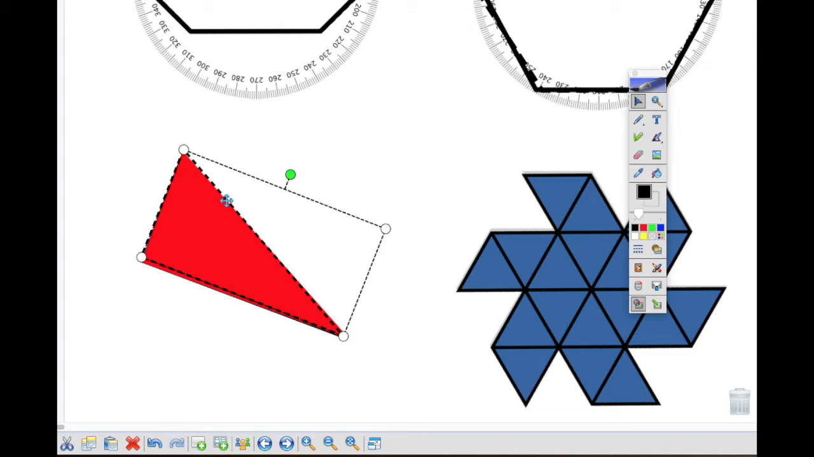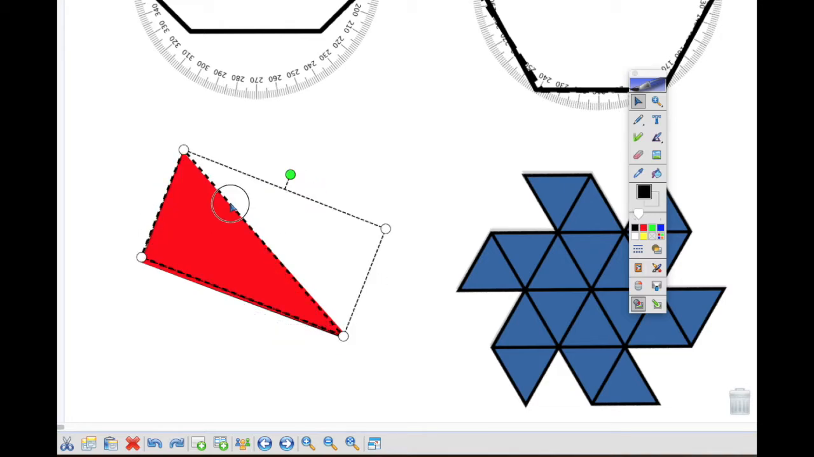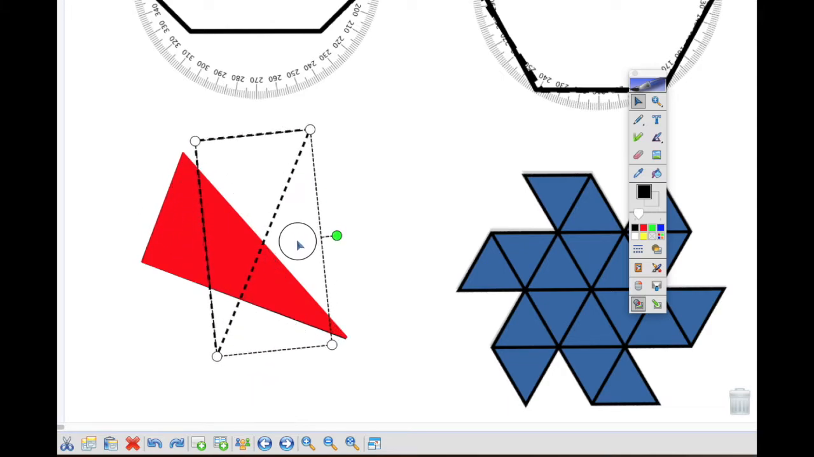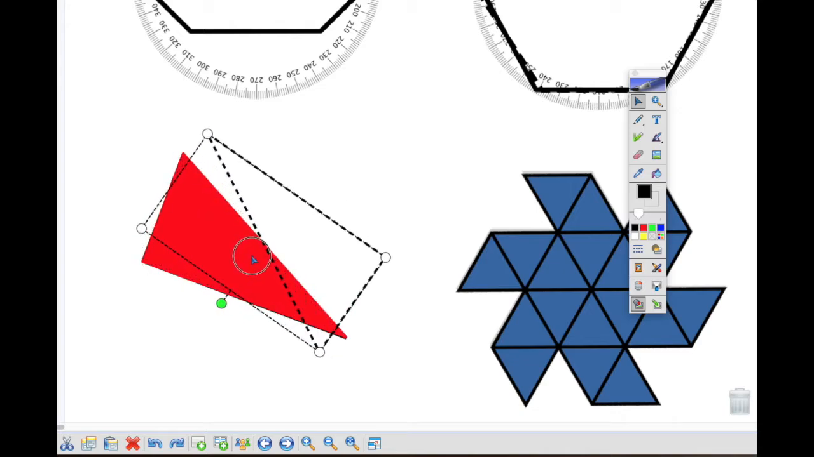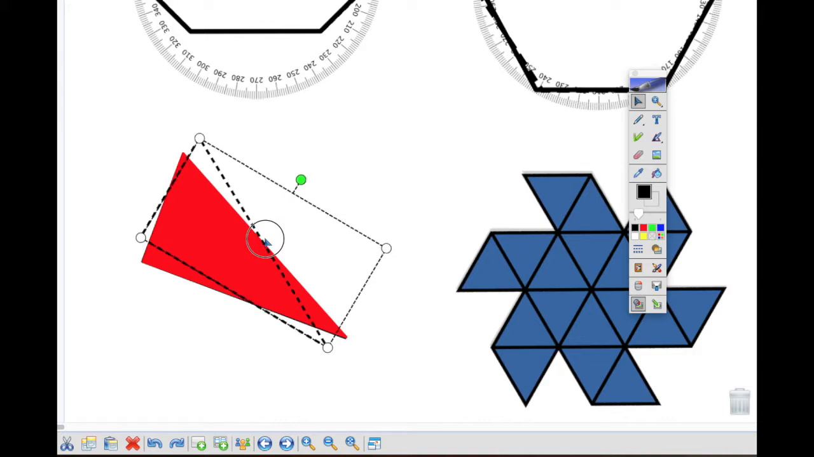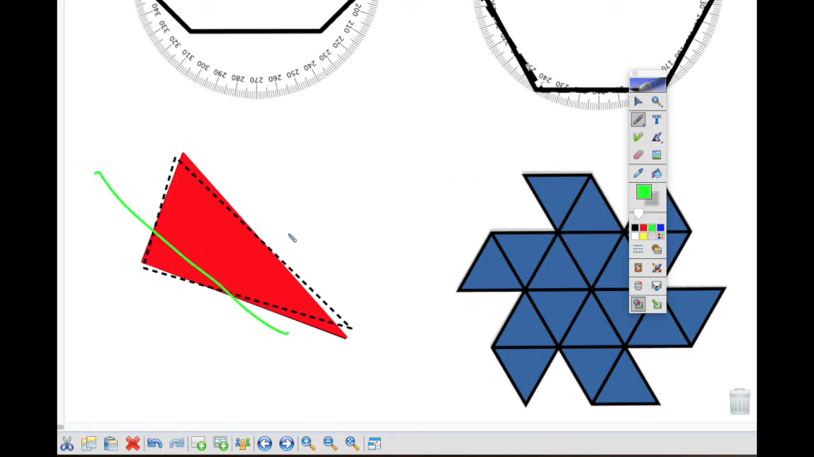Does this triangle have rotational symmetry? Let's see, if I take this shape and I rotate it, let's see if it will go back onto itself without going all the way around. It will not. So this will only go back onto itself for 360 degrees. This shape does not have rotational symmetry or point symmetry.